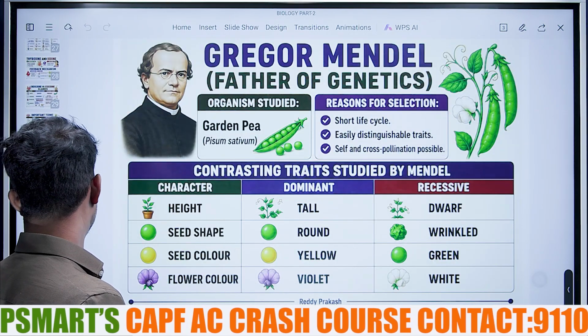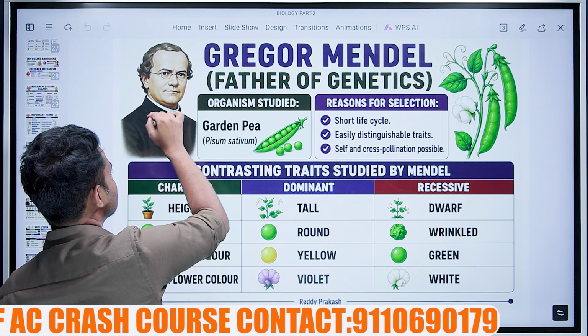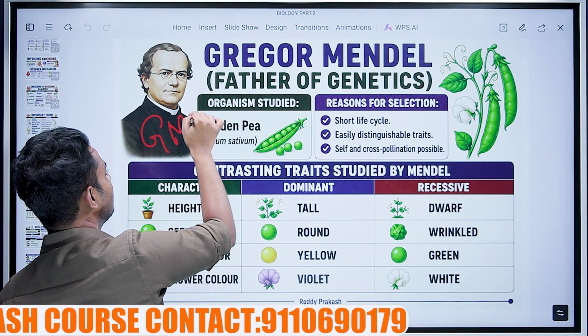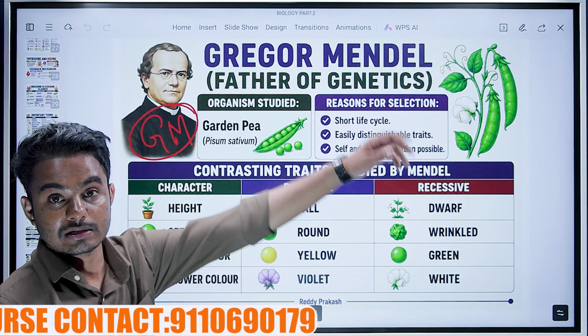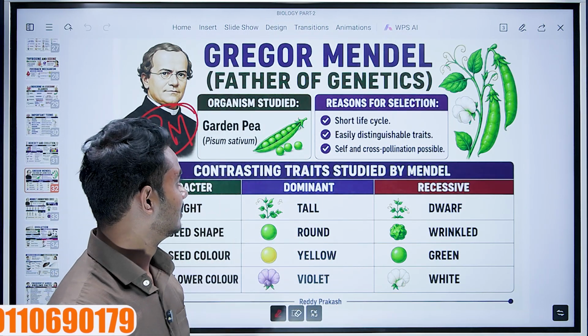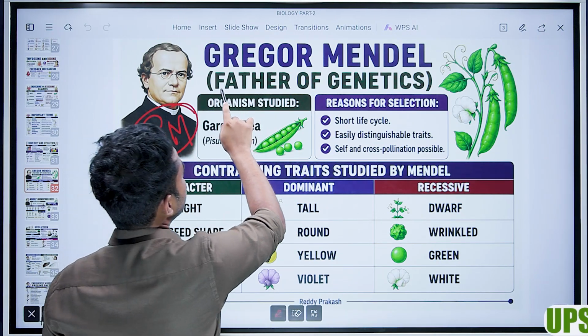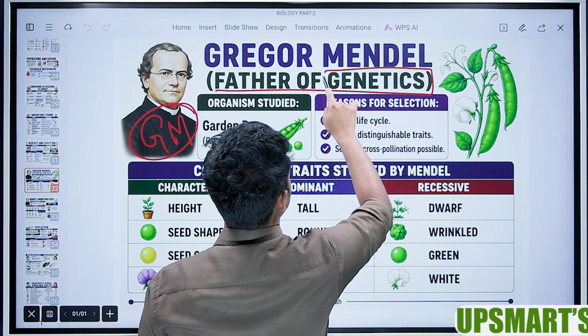This is an easy chapter. Next is, you would have heard this man's name. This man's name is Gregor Mendel. Sir, Mendel, yes sir, I have studied this person since 5th standard, sir. Yes, my dear boys and girls, you have studied this person from 5th standard. He is called the father of genetics.